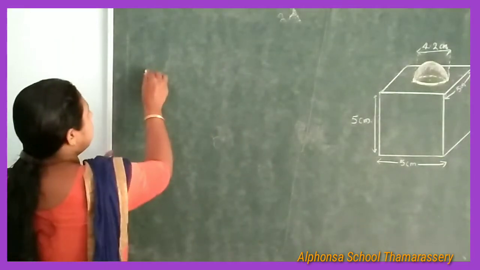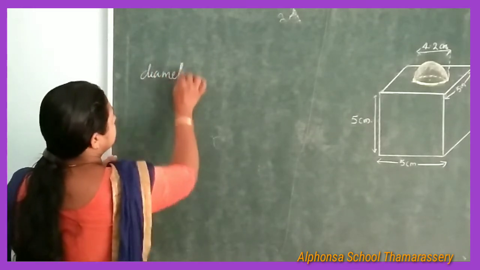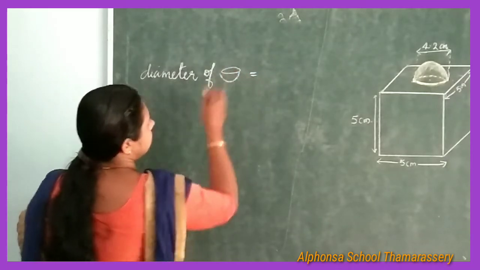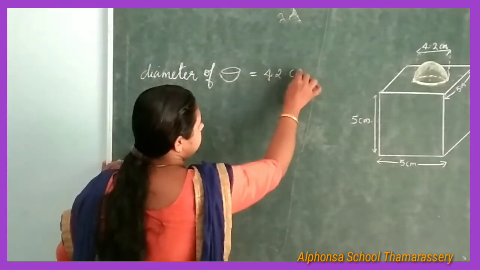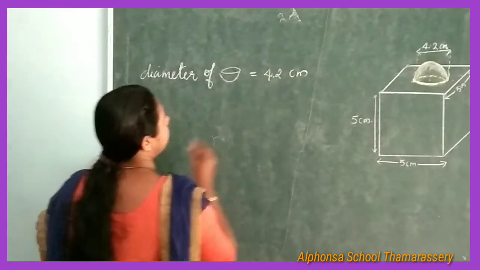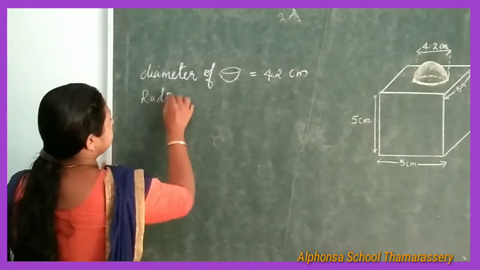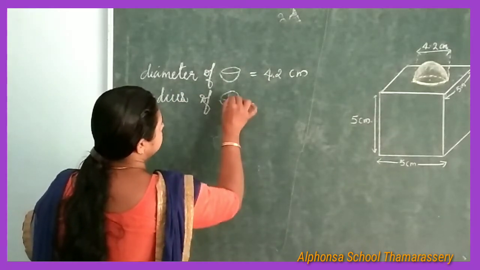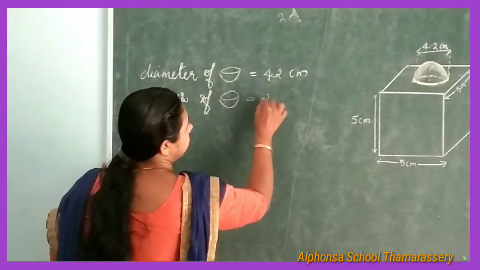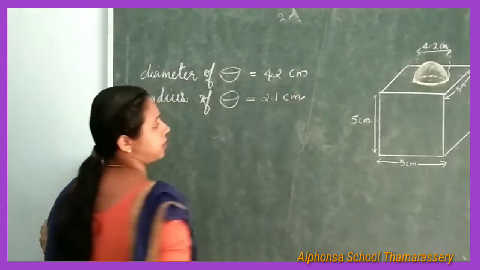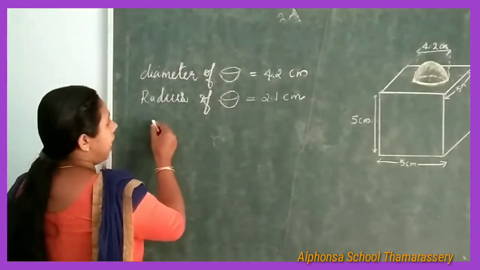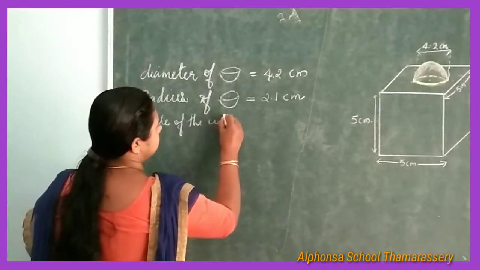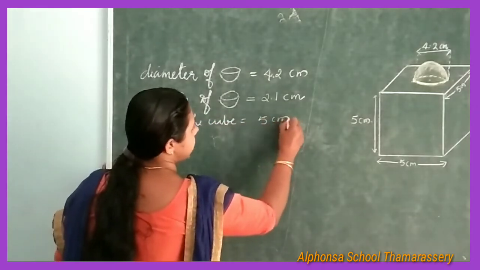So we know that the diameter of hemisphere is equal to 4.2 centimeter. Therefore, the radius of hemisphere is equal to half of that, that is 2.1 centimeter. And the side of the cube is given, that is equal to 5 centimeter.